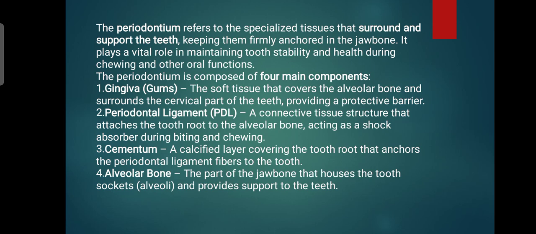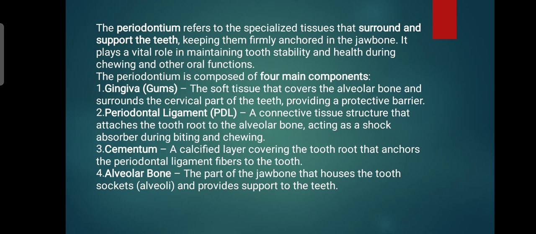Basically, there's a tooth, and the tooth is inserted in the bone, and there are some structures and tissues which surround the tooth and support it to be well submerged into the bone. It keeps them firmly anchored in the jawbone. It plays a vital role in maintaining tooth stability and health during chewing and other oral functions.